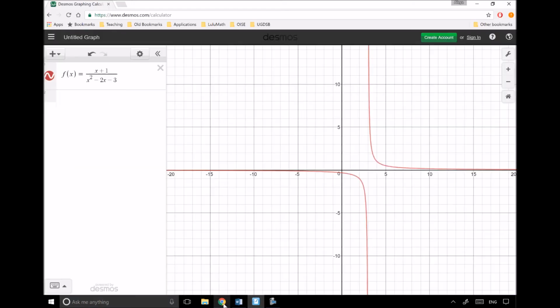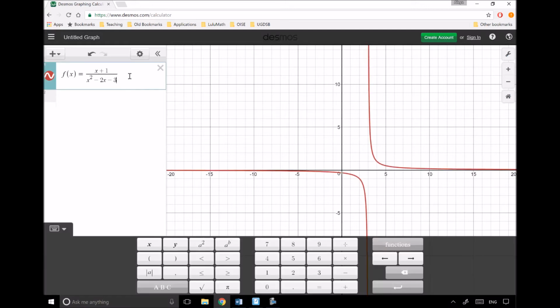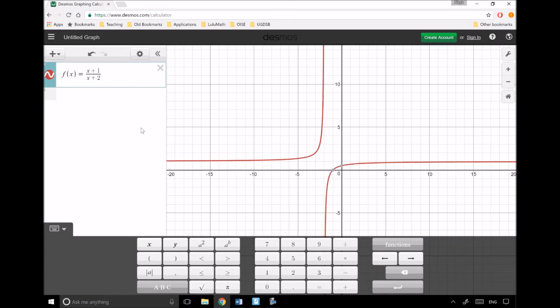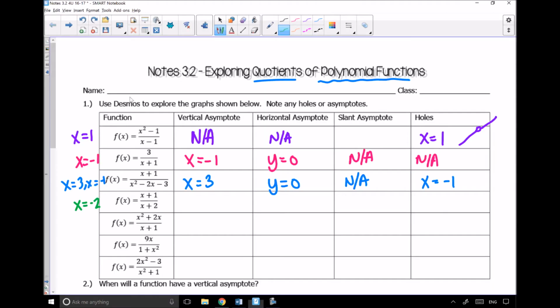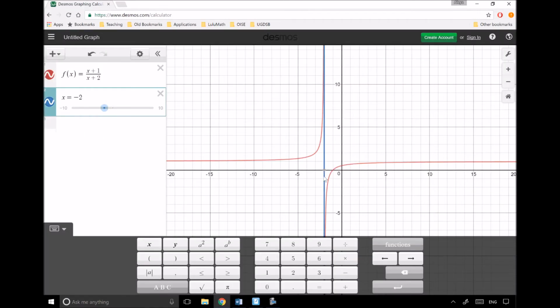So here's my graph, f of x equals x plus 1 over x plus 2. And we do end up getting a vertical asymptote at x equals -2. Okay, so again, our expectation of getting x equals -2 actually ends up happening. We do have a vertical asymptote there.